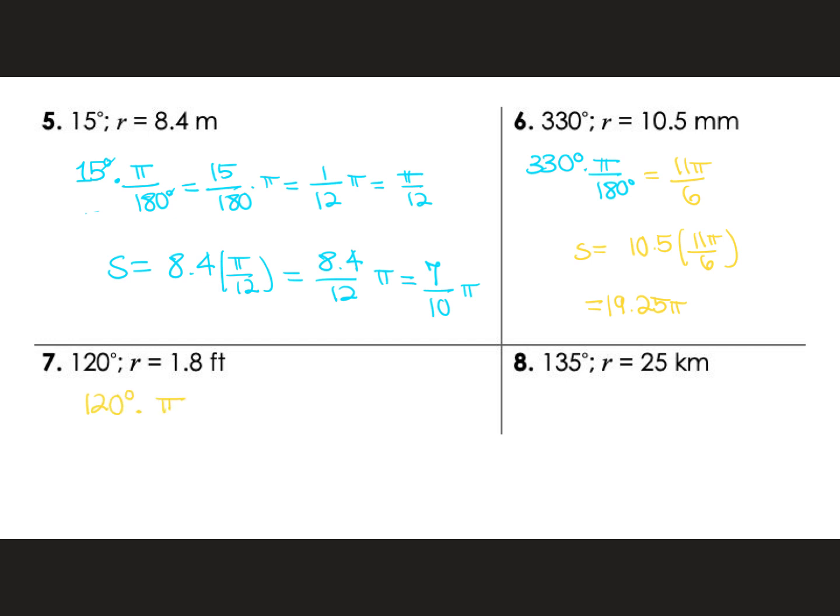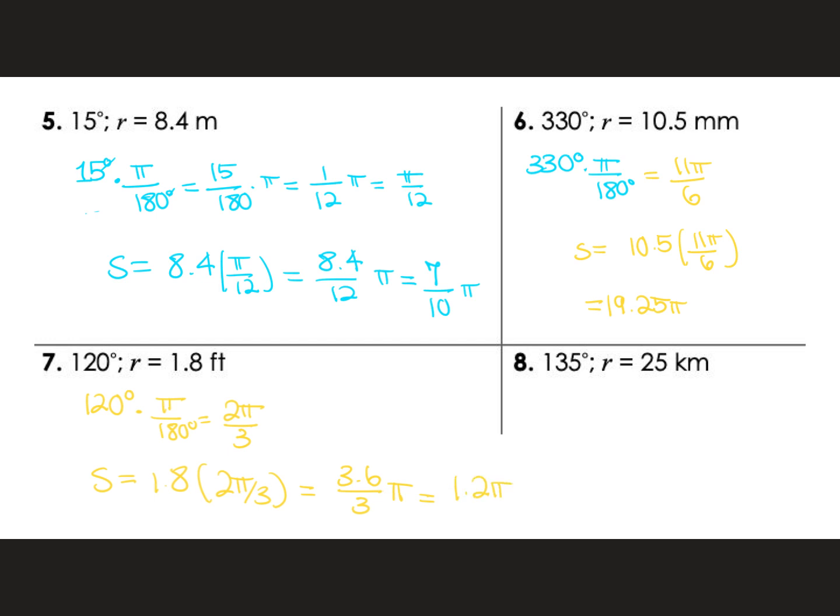For the next one, we first convert 120 degrees to radians. We do pi over 180 again, and that's going to be 2 pi over 3. Then we do 1.8 times 2 pi over 3. Oh, I'm sorry, I made a mistake. It was 3.6. So 3.6 over 3 times pi, which is going to be 1.2 pi.